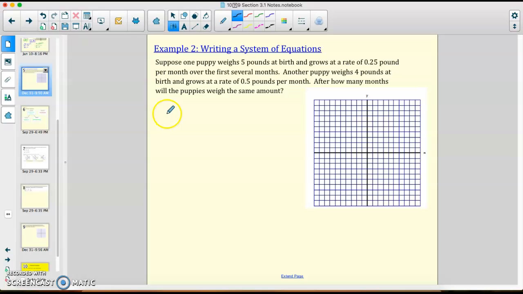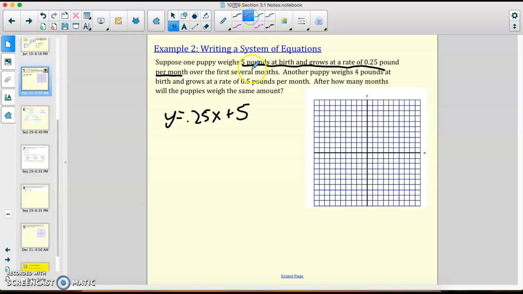So they start off, we'll say just y equals, okay, they start off at 5 pounds. Okay, so we know we have a plus 5, because that's their starting point. Now, they grow at a rate of 0.25 pounds per month, so 0.25 per month, and we'll call it month X. Okay, so that's the first one.